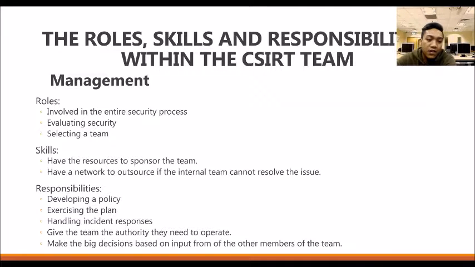Regarding the responsibility of management, it is developing a policy, exercising the plan, handling incident response, giving the team the authority they need to operate, and making the big decisions based on the input from other team members.